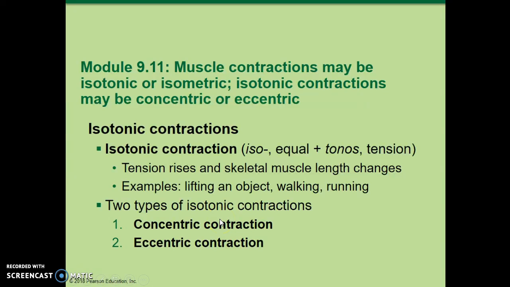Muscle contractions can be isotonic or isometric, and isotonic contractions are subdivided into concentric and eccentric. Isotonic contraction is your typical muscle contraction, for example, flexing your biceps brachii, flexing your elbow, and it changes the length of the muscle.